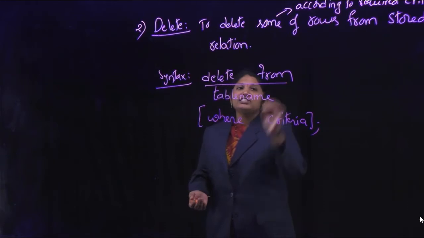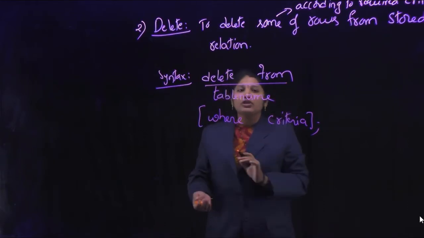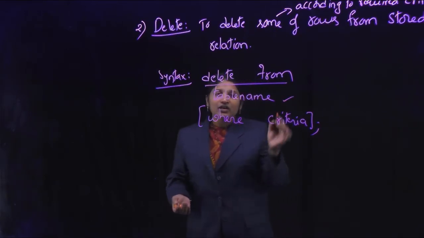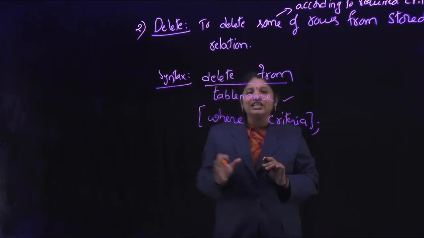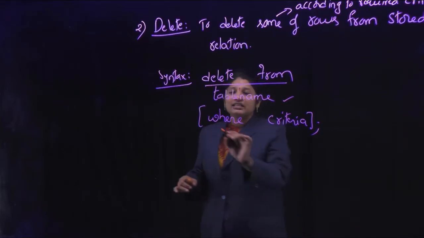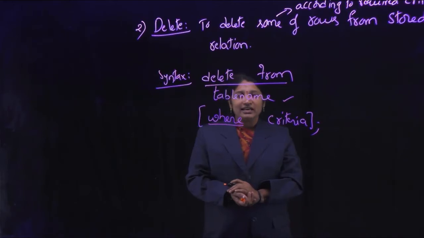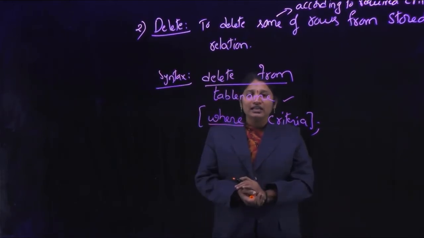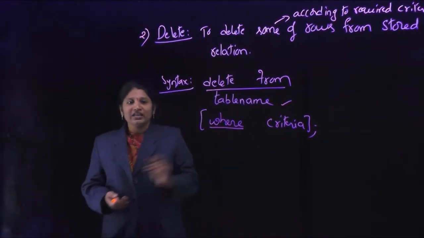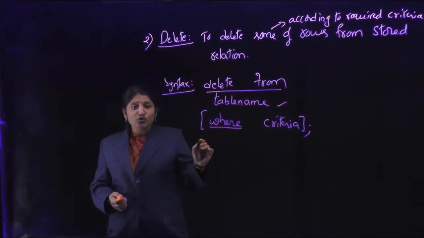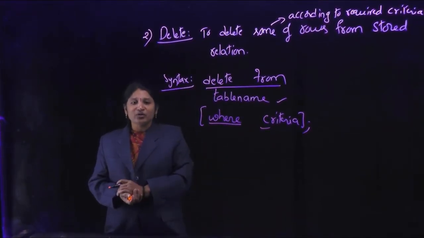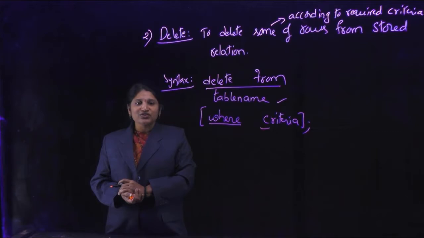Delete from, these are the keywords. From which table you want to delete the rows, that table name has to be mentioned. After that, the type of rows you want to delete from that table, the qualifying criteria, has to be mentioned in the where clause. That is the syntax of your delete command: delete from table name where qualifying criteria. The rows which satisfy this criteria are deleted from your table.